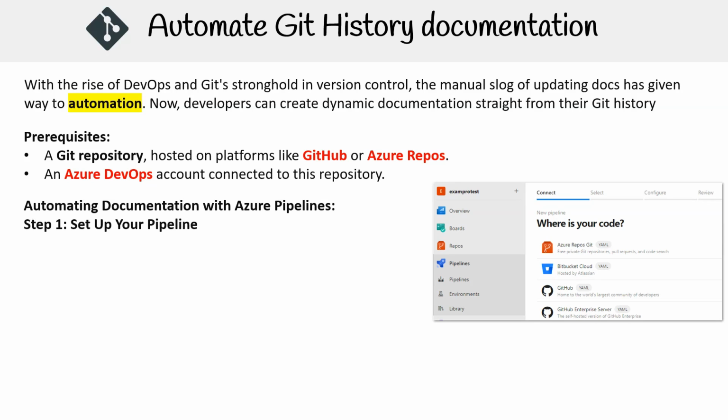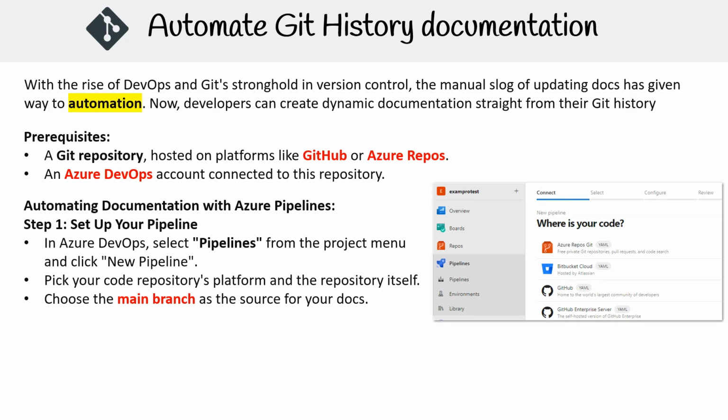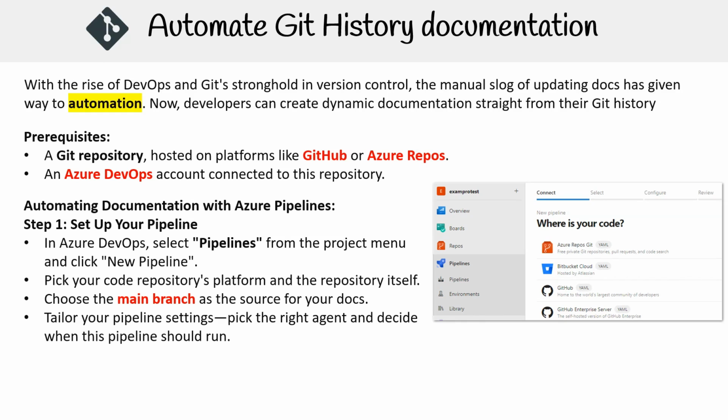Step 1. Set up your pipeline. In Azure DevOps, select Pipelines from the project menu and click New Pipeline. Pick your code repository's platform and the repository itself. Choose the main branch as the source for your docs. Tailor your pipeline settings, pick the right agent, and decide when this pipeline should run. Add tasks for building the code and another for generating docs.